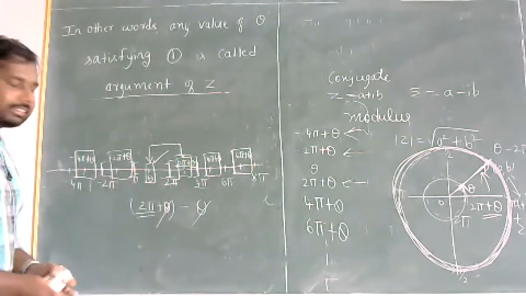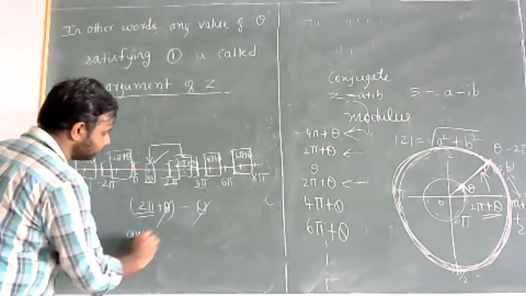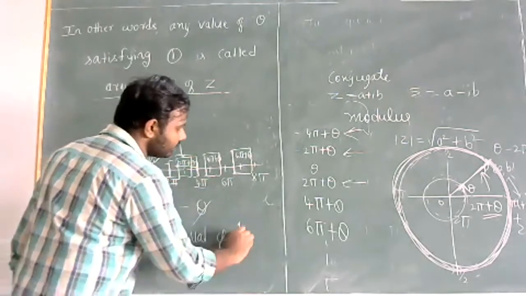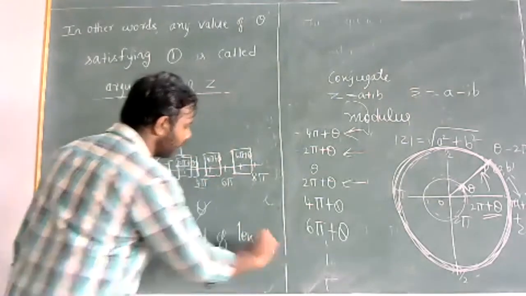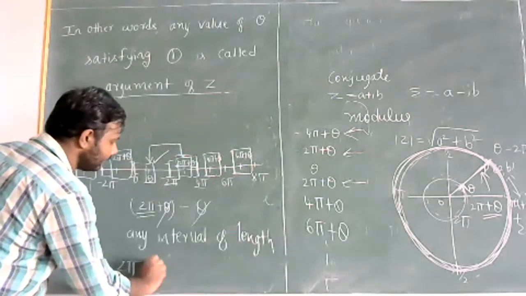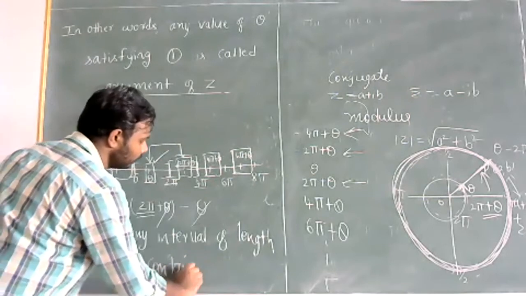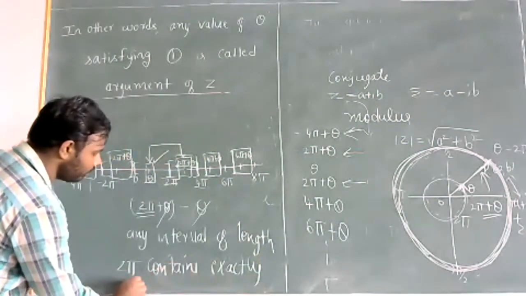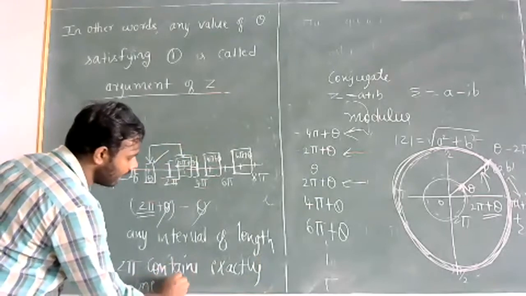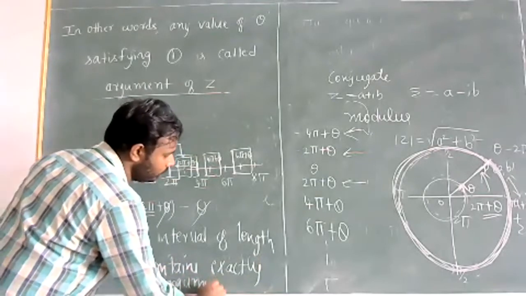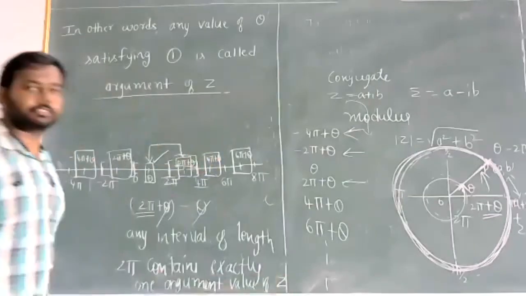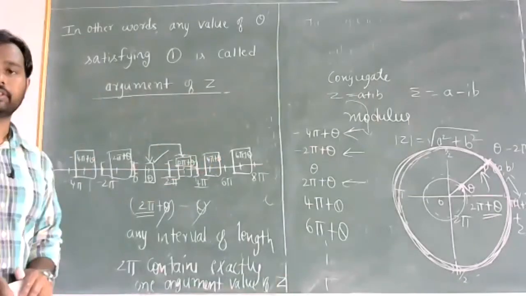So what that means is, any interval of length 2 pi contains exactly one argument value of z. This is the observation.